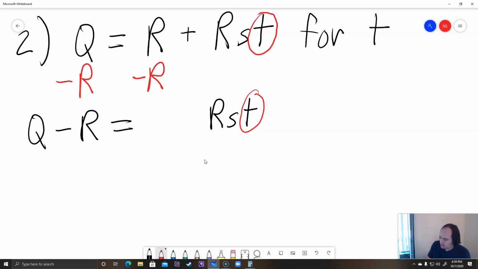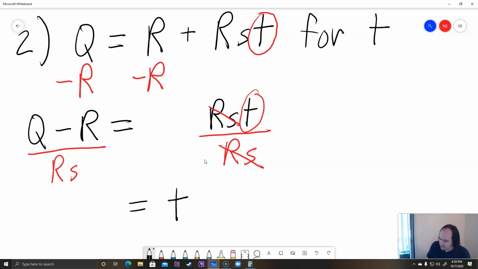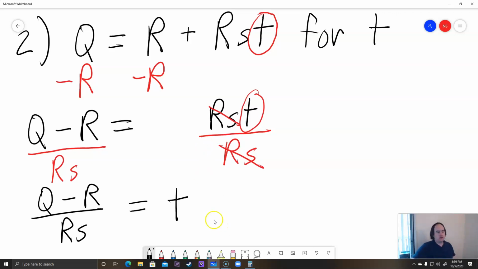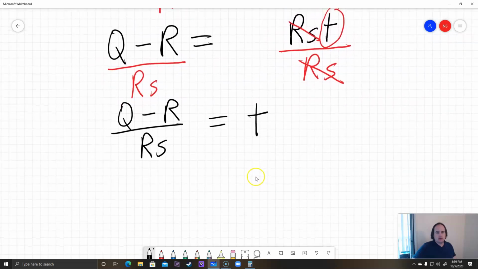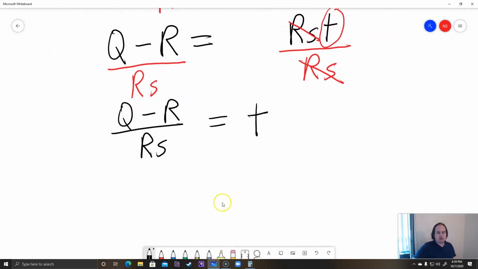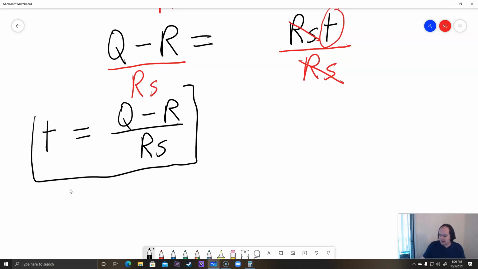Okay, so anyway, we're going to divide both sides by capital R times lowercase s. And on the right side, the RS's are going to cancel. So on the right side, we just have t. And then on the left side, we have Q minus R all over RS. And you want to switch the order around. Since they asked us to solve for little t, it's actually going to be on the left side. So I'm going to rewrite it as little t equals Q minus R all over RS. And that's how you write your final answer.